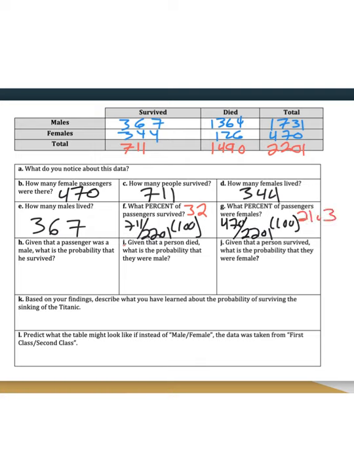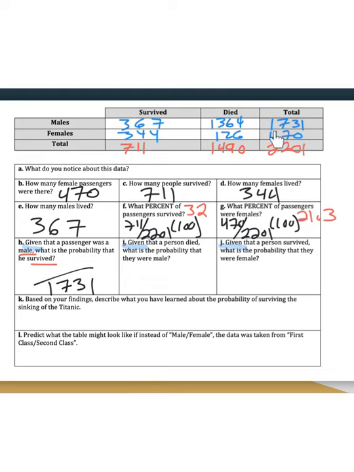For H, I, and J, we have a very important word here. They all have the word given. So given restricts the total sample space we're looking at, which means we're not looking at everyone, we're looking at a specific category. For question H, we have given that the passenger was male, what's the probability that he survived? So I'm only looking at my males, which means I have this 1,731 total males. That's going to be my denominator because I'm just considering those people. Of those males, what's the probability that they survived?